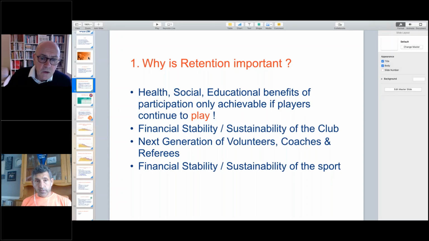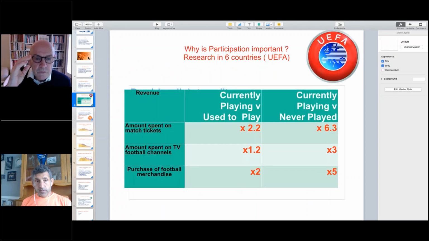This is an issue, as I said, all over. There are some figures we've done in UEFA on 6 countries, comparing those that currently play to those that used to play or indeed never played. Participants are key to sales of match tickets, whether you subscribe to a soccer TV channel, and whether you purchase football merchandise. So it's really important to the sport that we retain the players.